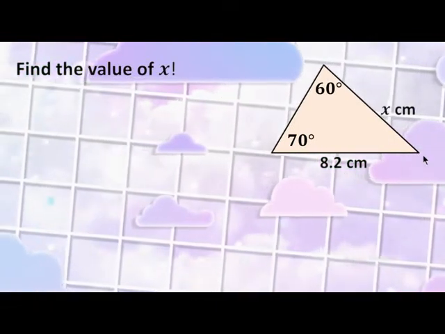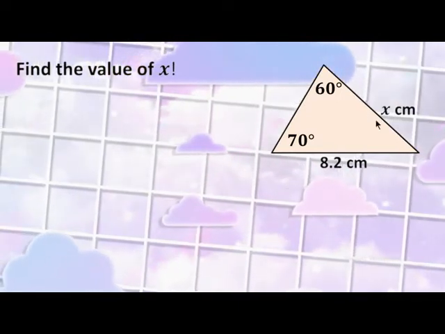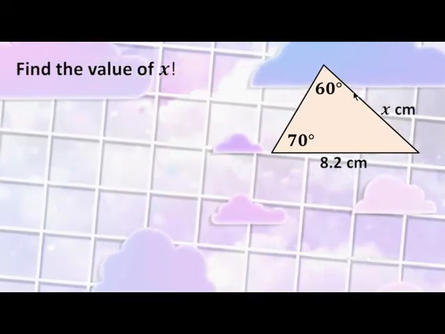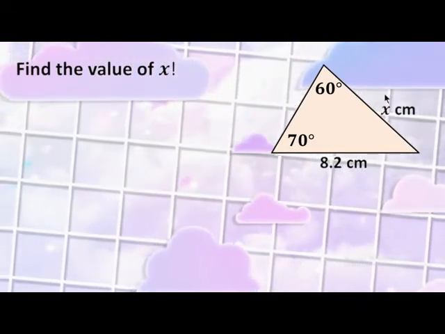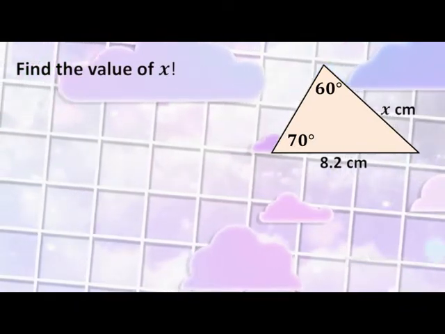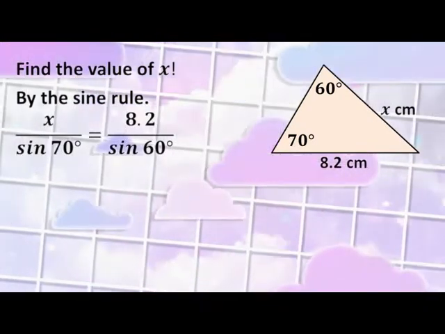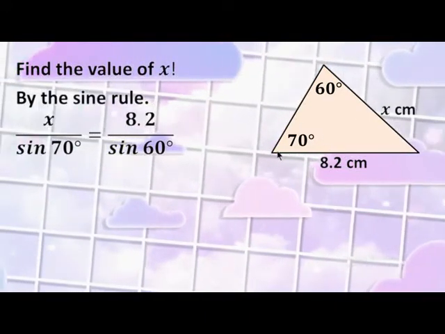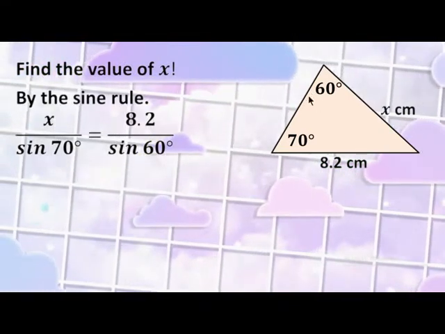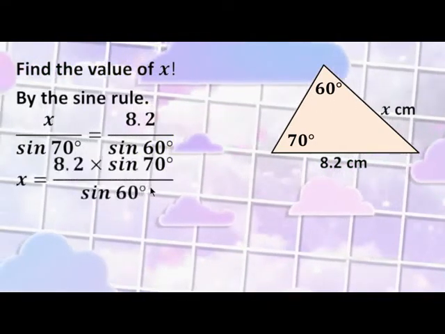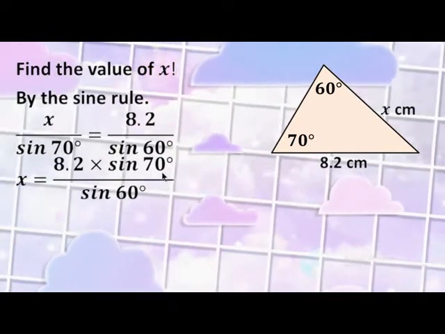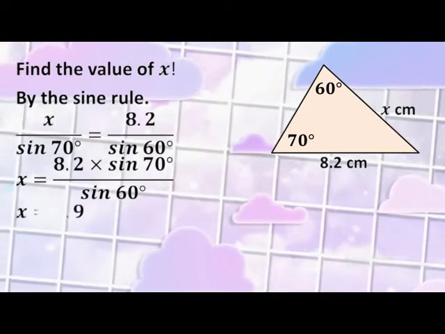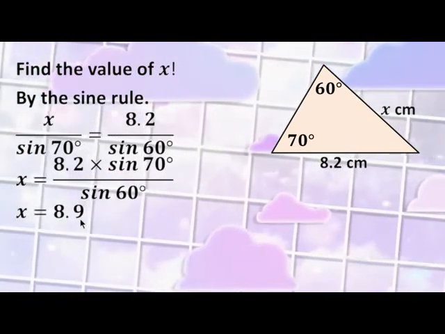In order to find the value of x, we can use the sine rule. So remember, the side divided by the sine of the angle in front of the side is always the same with all sides of that triangle. So by the sine rule, we know that x per sine 70 equals 8.2 per sine 60. So x equals 8.2 times sine 70 per sine 60. By the calculator, you'll find that the value of x equals 8.9.